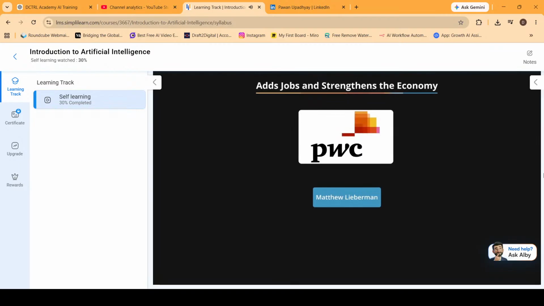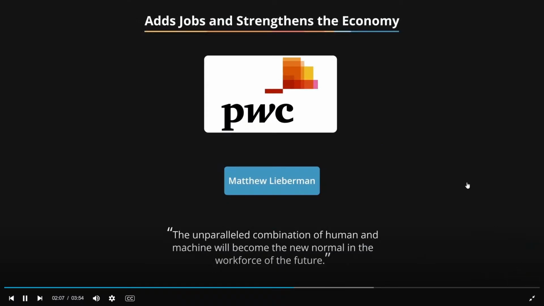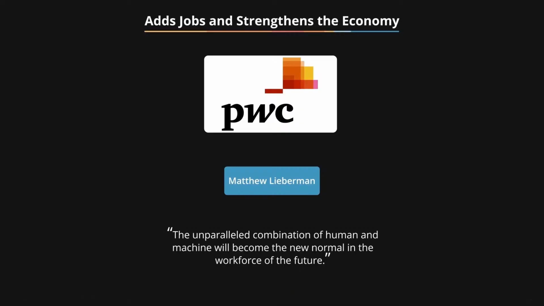Matthew Lieberman of PricewaterhouseCoopers says that the unparalleled combination of human and machine will become the new normal in the workforce of the future. AI improves overall productivity and economic growth. It addresses changing market demands, which include an increased need for advanced technical skills.